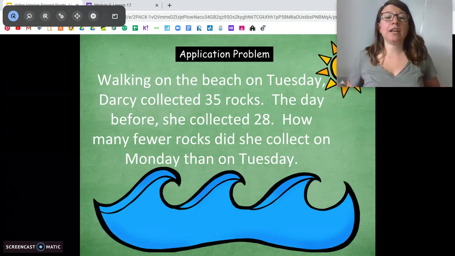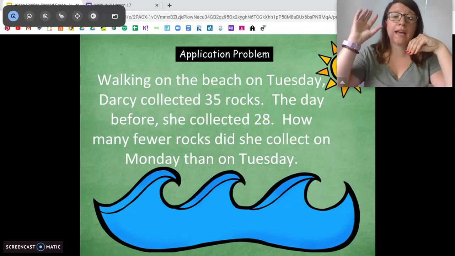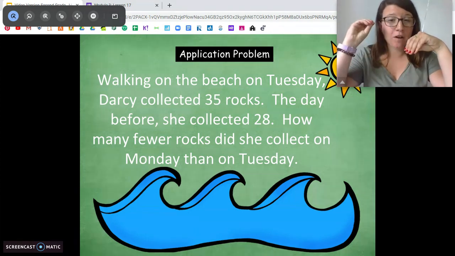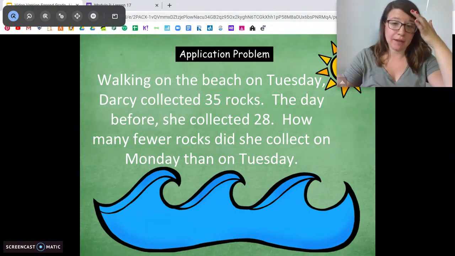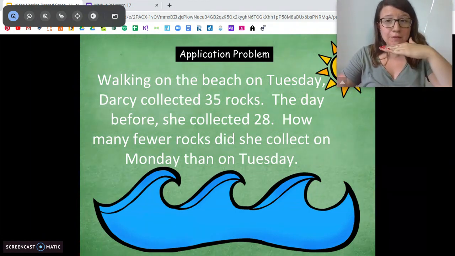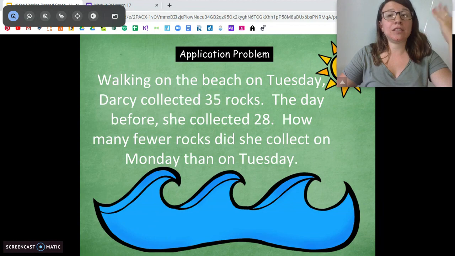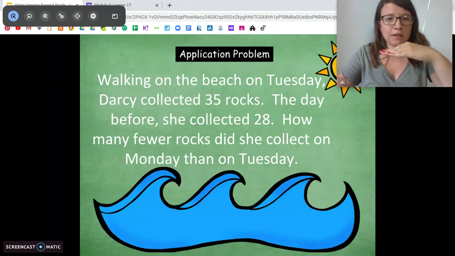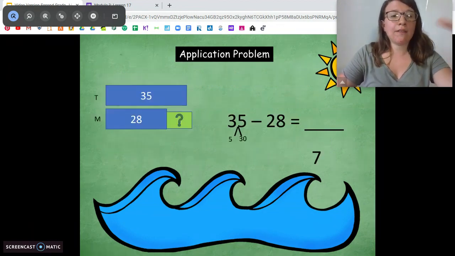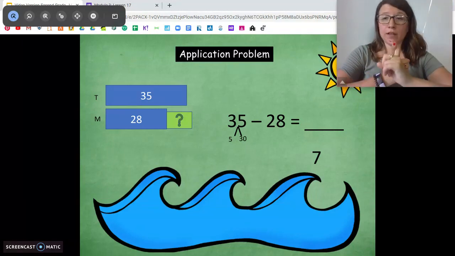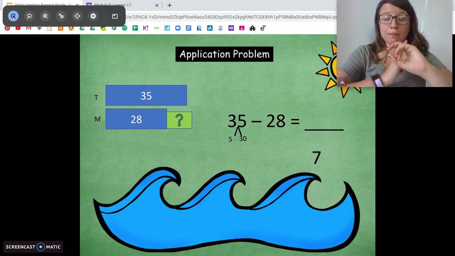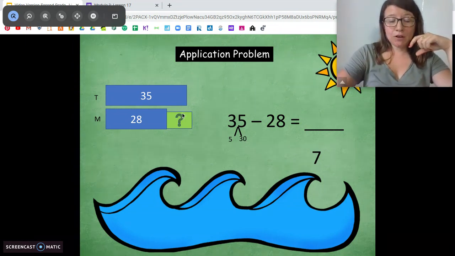Ready? So she collected 35 rocks on Tuesday and 28 on Monday. We want to know how many less, how many fewer she collected on Monday. So we're comparing, and we need to find the difference between the numbers. When I hear difference and when I hear comparing, I know we're going to subtract. So I'm going to take the 35 minus the 28. Now you could solve this a couple different ways. You could solve it using a number line. You could solve it using a picture. I like tape diagrams because it helps me see what I'm missing.